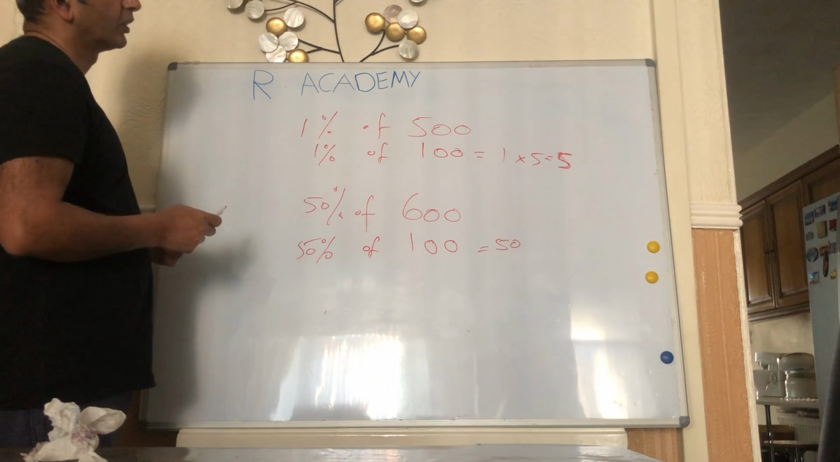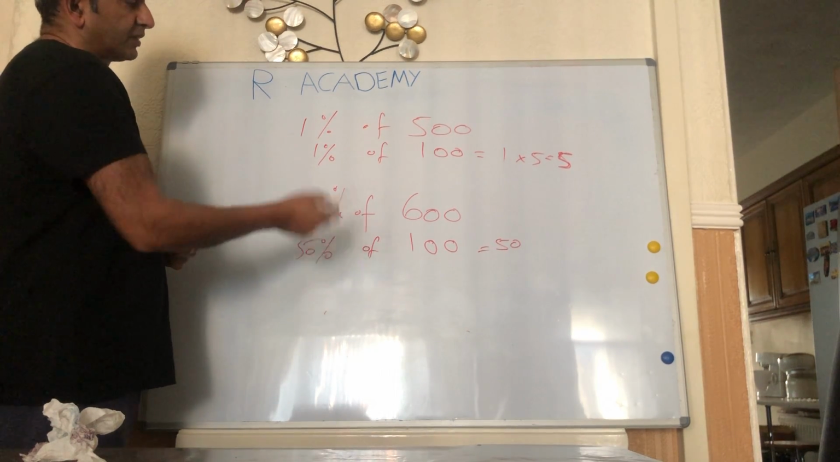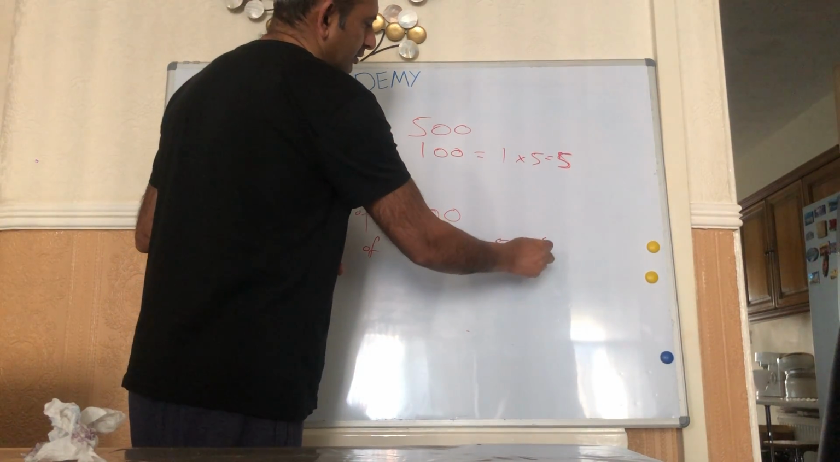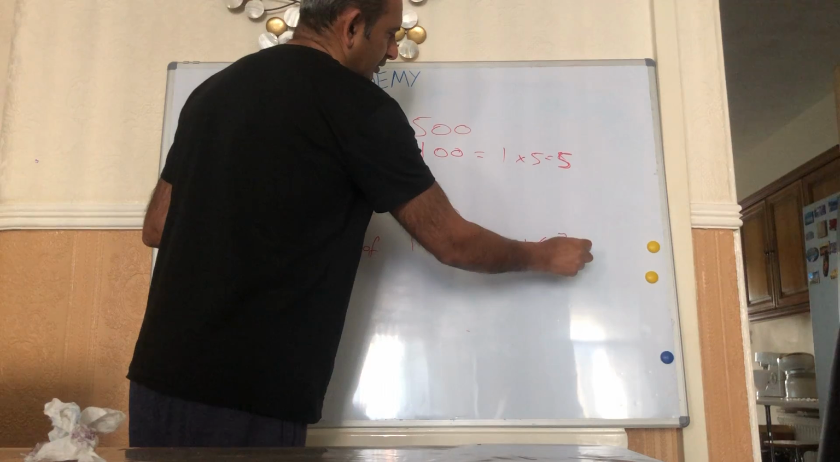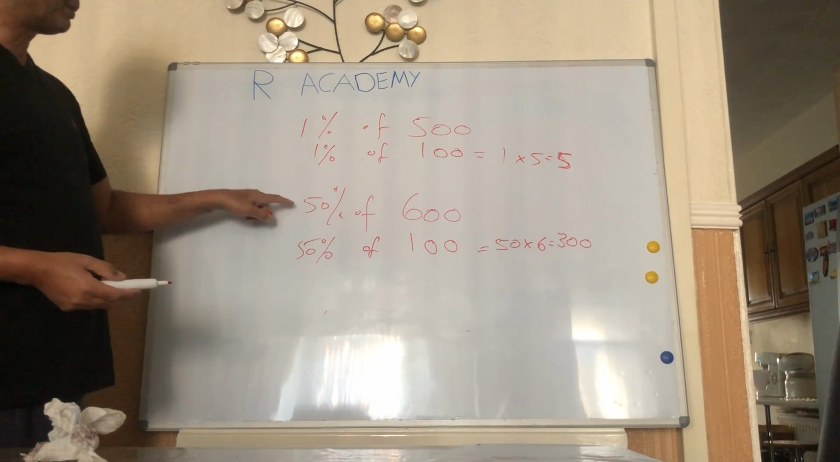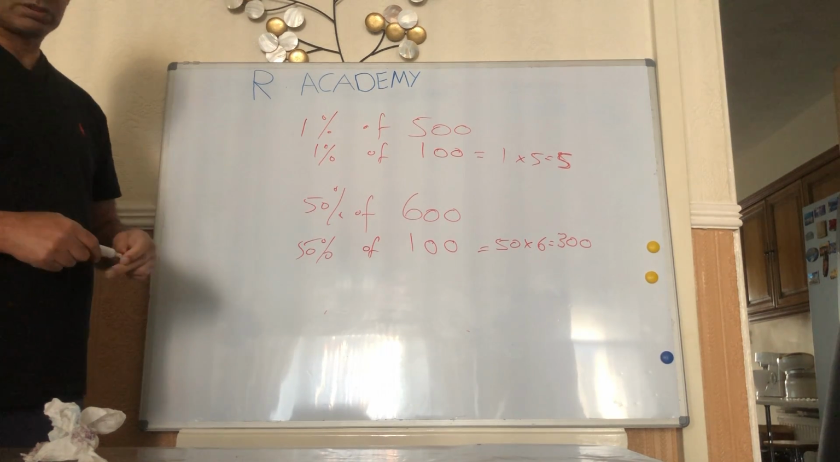Yes? Then we just times it by 6. 6 times 5 is 30, equals 300. So 50% of 600 would be half of 600, which is 300.